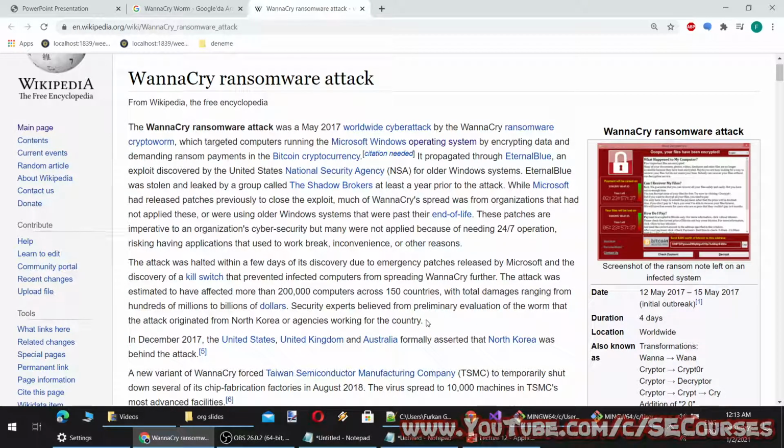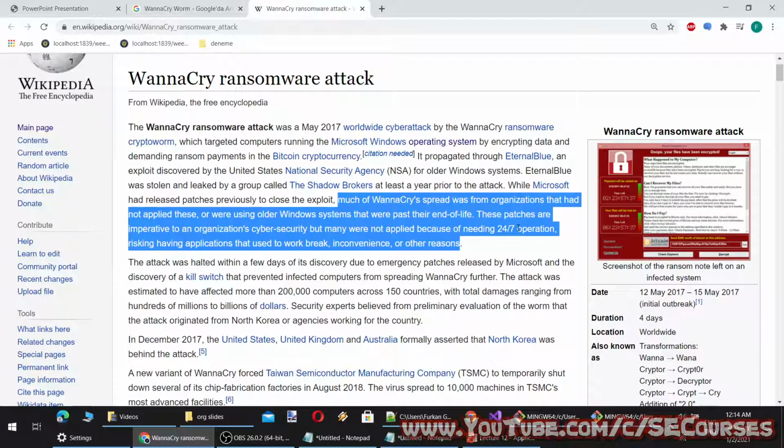The Wannacry ransomware attack was a May 2017 worldwide cyber attack by the Wannacry ransomware cryptoworm, which targeted computers running the Microsoft Windows operating system by encrypting data and demanding ransom payments in the Bitcoin cryptocurrency. It propagated through Eternal Blue, an exploit discovered by the United States National Security Agency (NSA) for older Windows systems. Eternal Blue was stolen and leaked by a group called the Shadow Brokers at least a year prior to the attack. While Microsoft had released patches previously to close the exploit, much of Wannacry's spread was from organizations that had not applied these, or were using older Windows systems that were past their end of life.